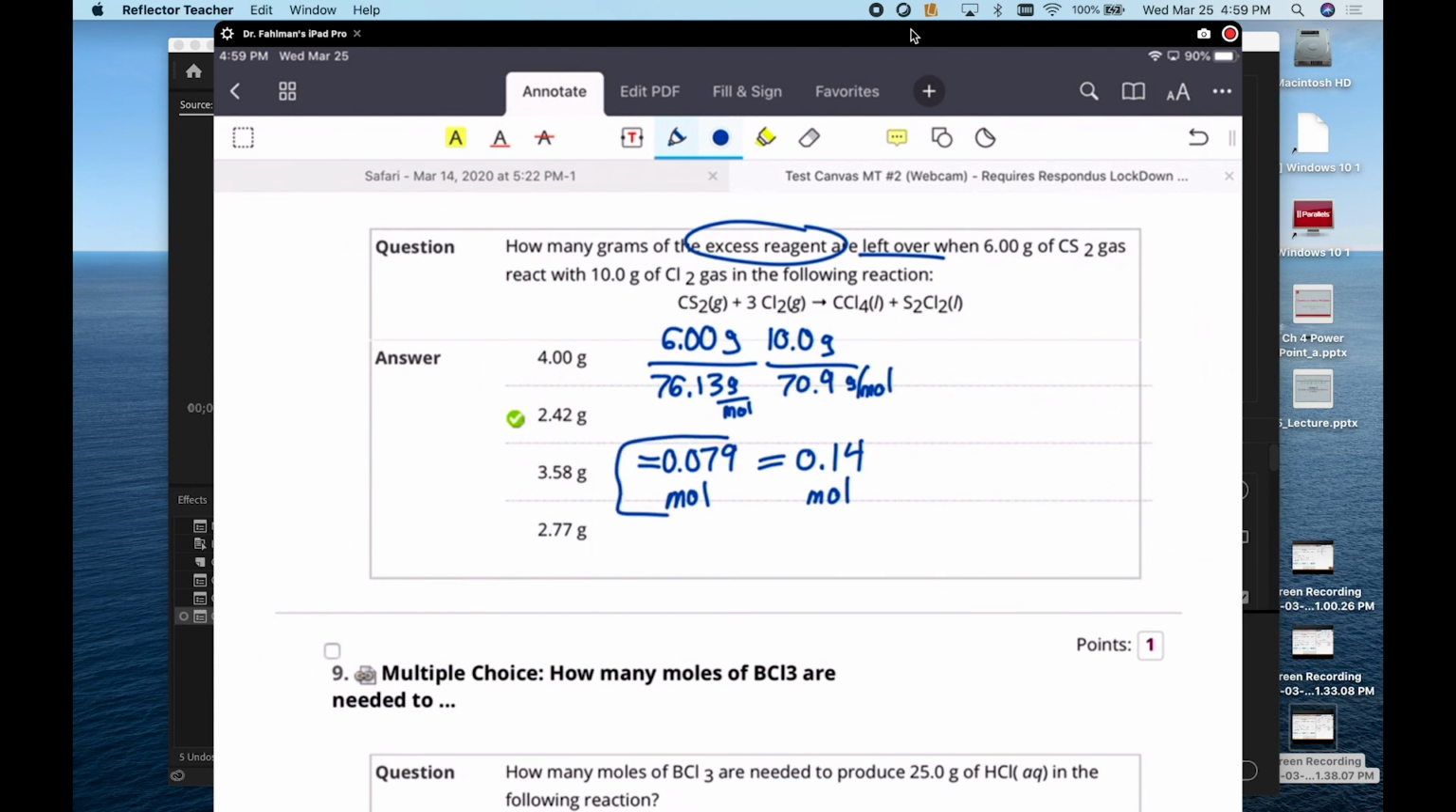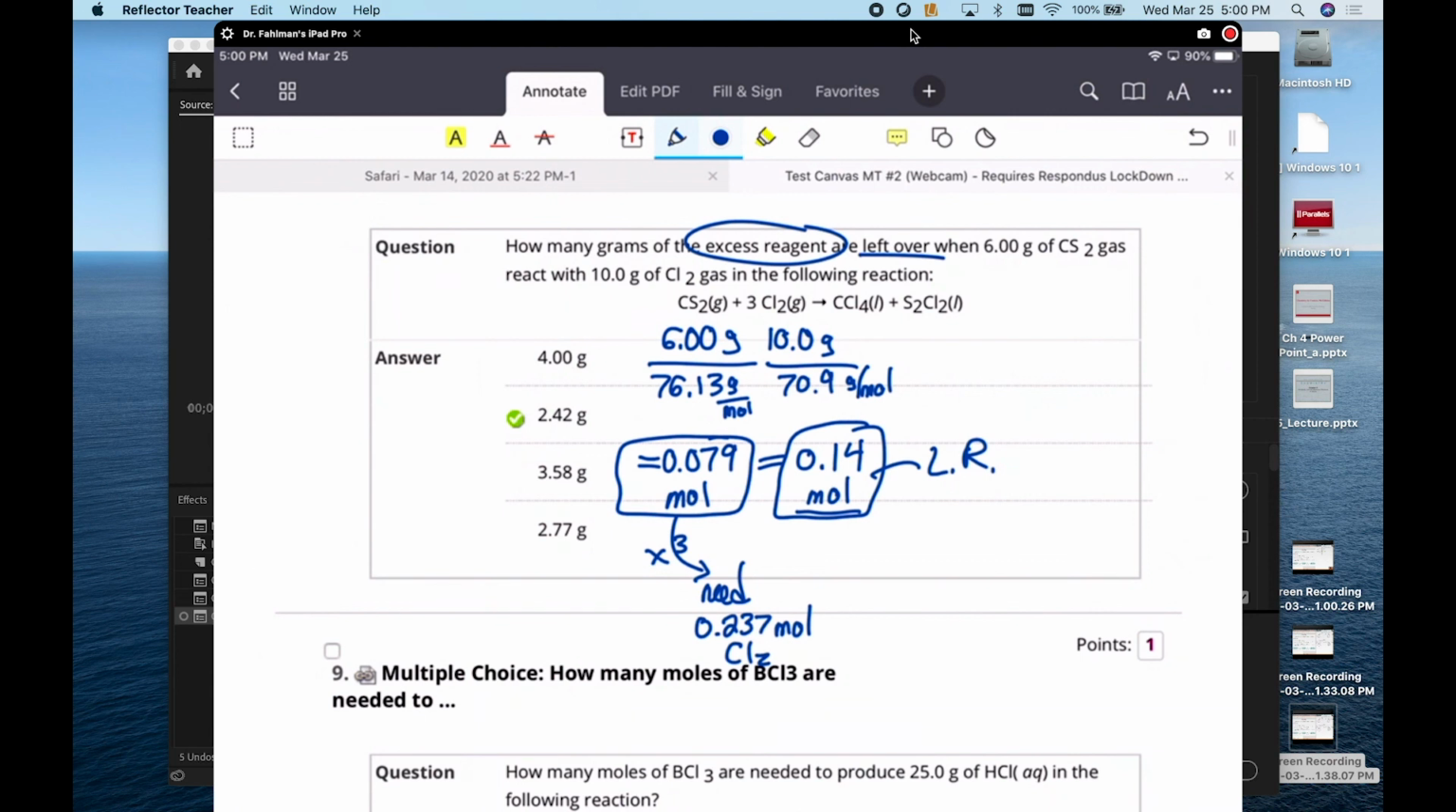So I'll take this number of moles of CS2, or carbon disulfide, and if I multiply it by 3, I can find out how many moles of chlorine I need. So 0.079 times 3, so I need 0.237 moles of chlorine. But I only have 0.14. And so that tells you that chlorine is the limiting reagent, and CS2 will actually be in excess.